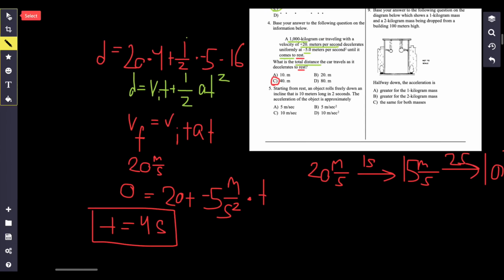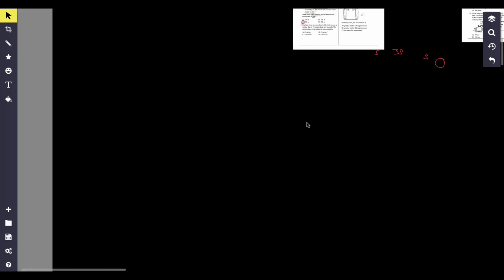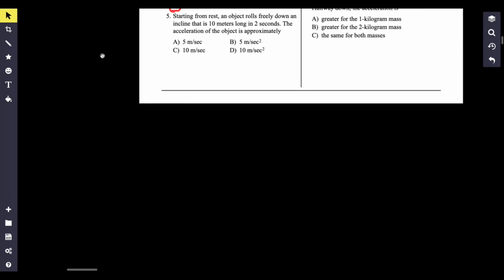Starting from rest, an object, sorry about that. An object rolls freely down an incline 10 meters in approximately 2 seconds. The acceleration of the object is approximately what?